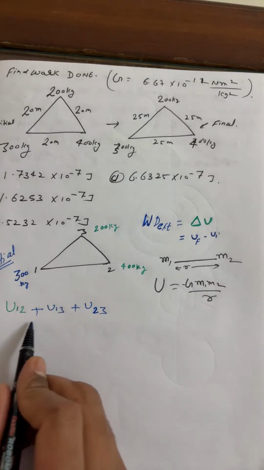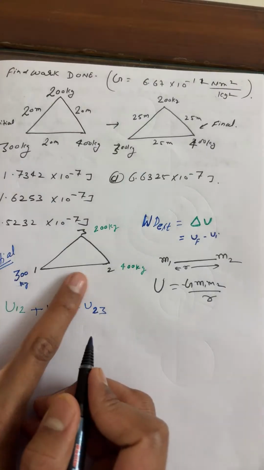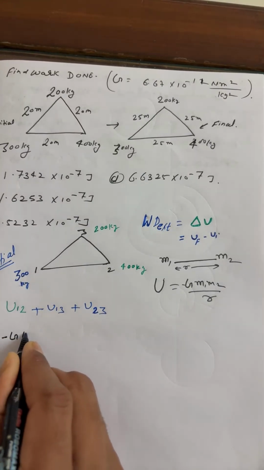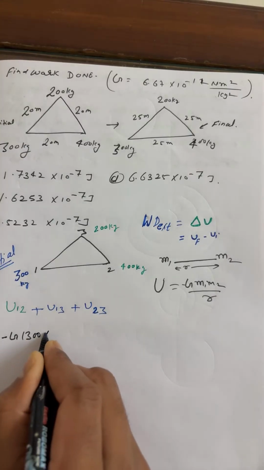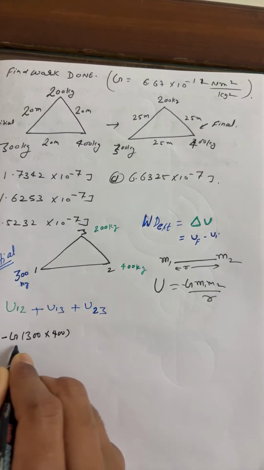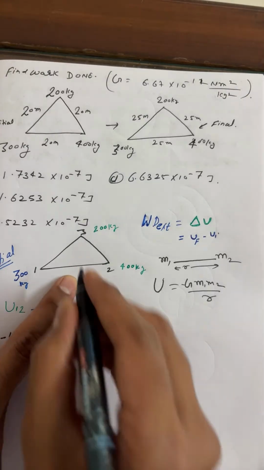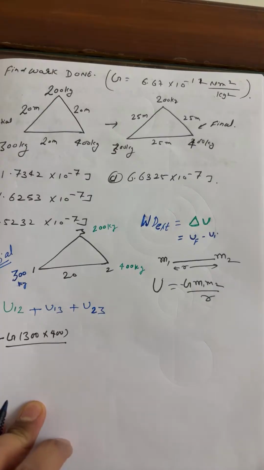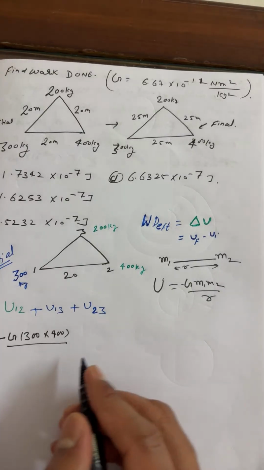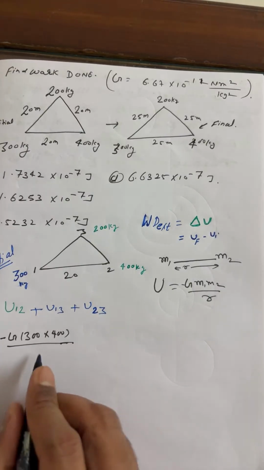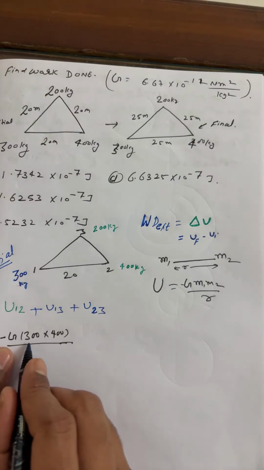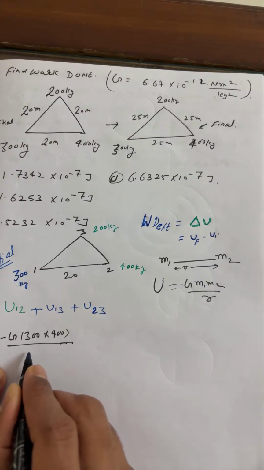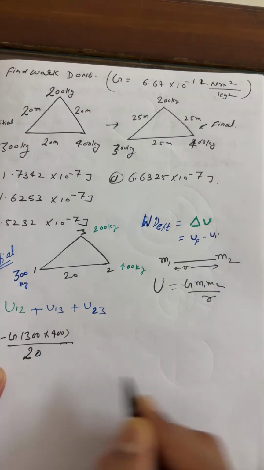Now U1 due to 2. I'll take the first pair. This is minus G m1 which is 300, m2 which is 400, G m1 m2 by r. Very good. So minus G times 300 into 400 upon r, which is 20.